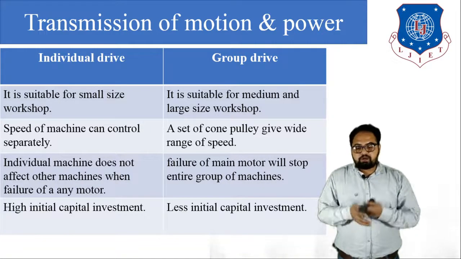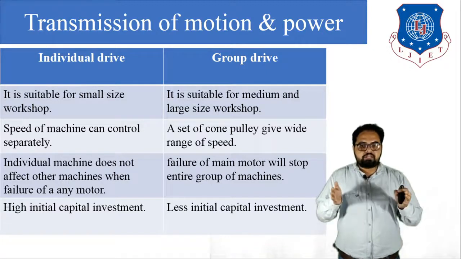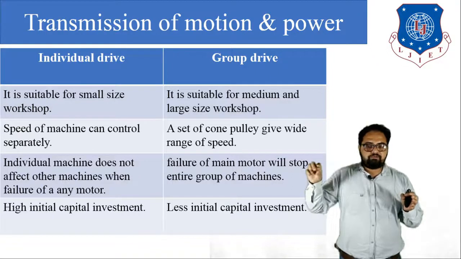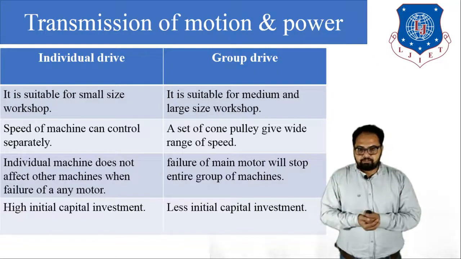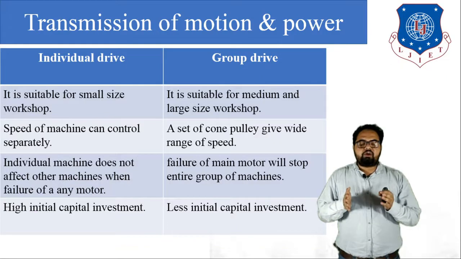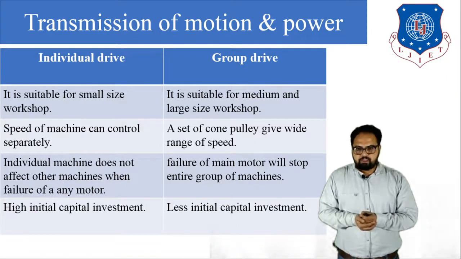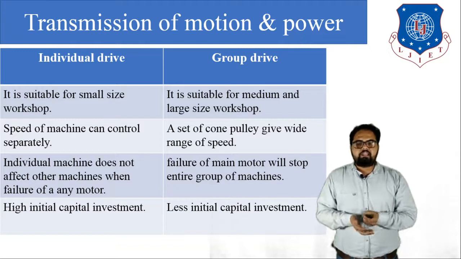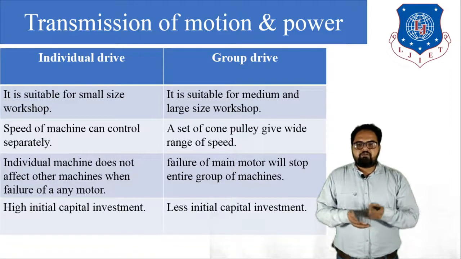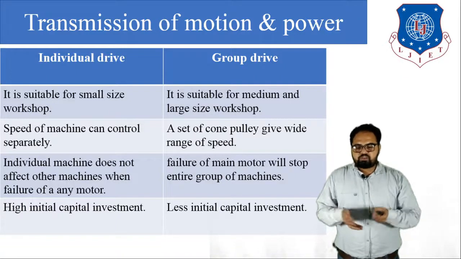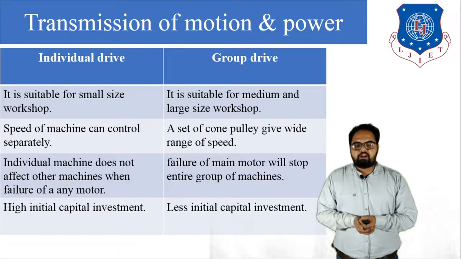and starter. But in group drive, all the machines are run by a single motor which is fitted with the central main shaft. Okay, so failure of the main motor will stop the entire group of machines. In individual drive, high capital investment is required, while in group drive less capital investment is required. So this is all about the bearings and drives.